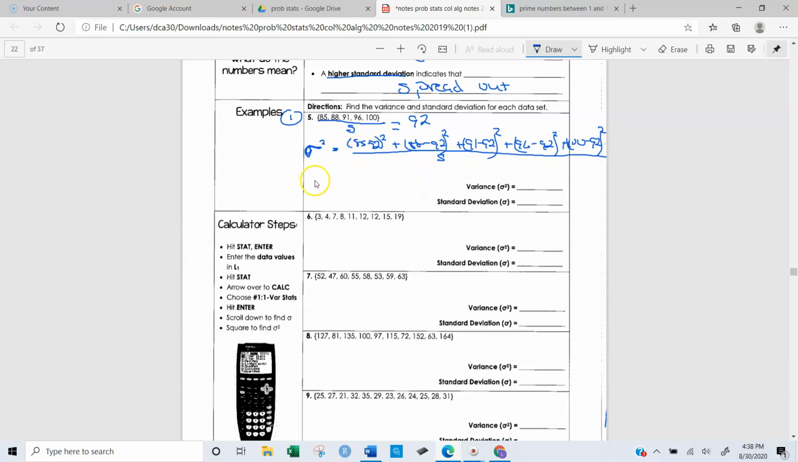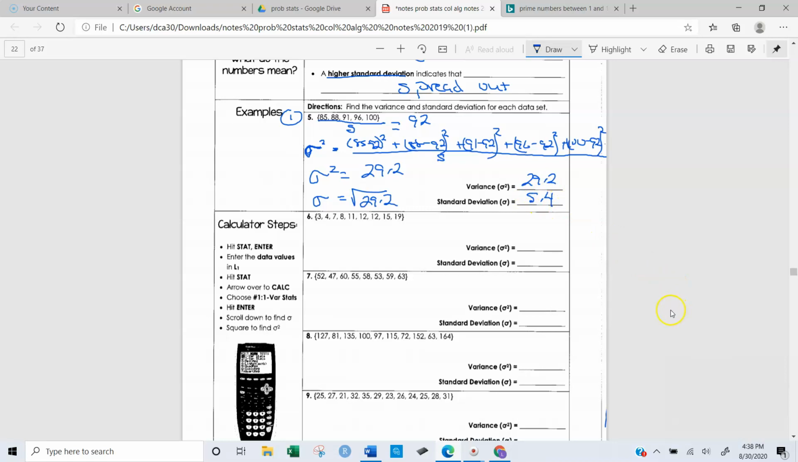Plug that in your calculator, and your variance should have been 29.2. Now, to find your standard deviation, which is this symbol, you take the square root of 29.2 to get your standard deviation. So 29.2 is here. Standard deviation should have been 5.4.